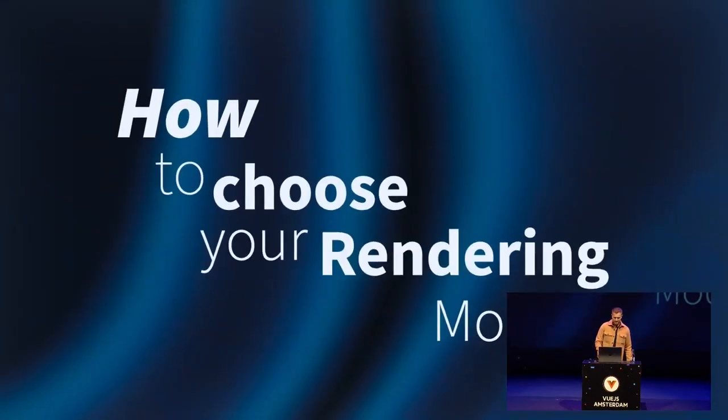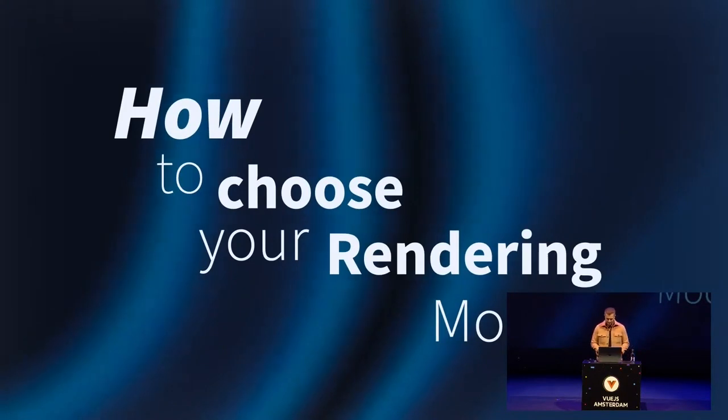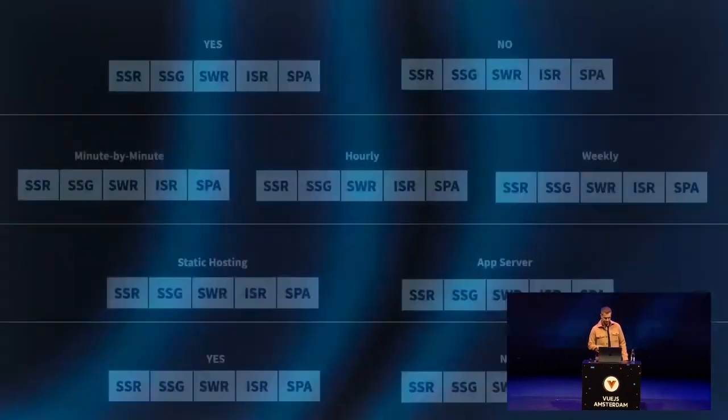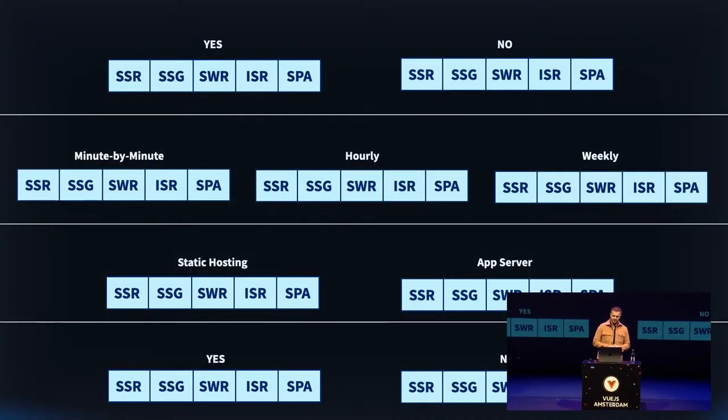So now that we're inundated with knowledge about the different rendering modes, how do we choose the best one for our next app? A decent approach is to ask yourself a series of questions, the first of which is, is SEO important? If yes, then you probably don't want an SPA.